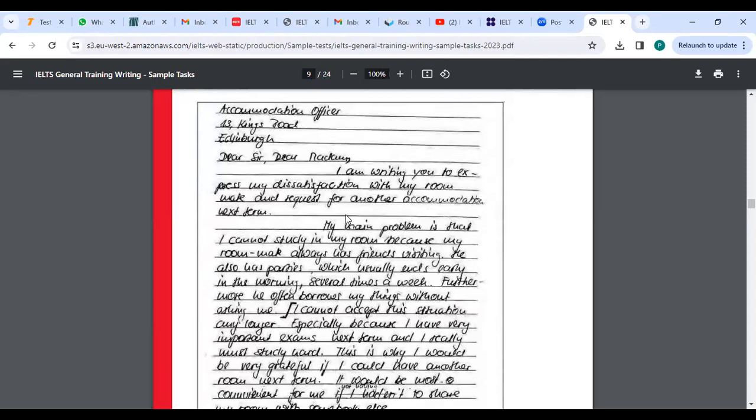Now, before I share the examiner's comment with you, what do you think? What do you find wrong with this letter? Okay. First, he was told not to write an address, and he wrote an address. That place is wrong. Okay, what else?